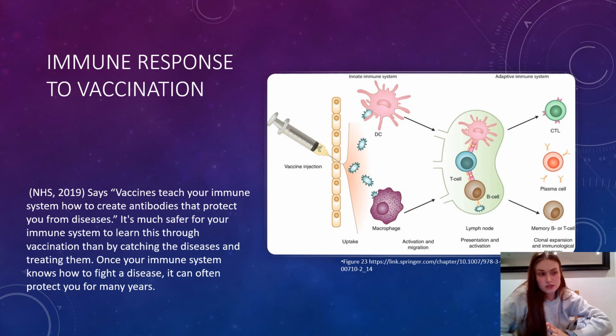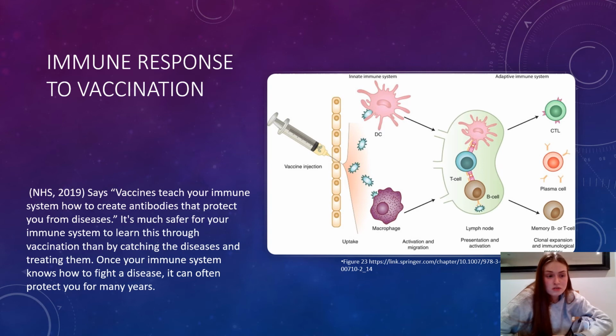What is a vaccination? A vaccine is a biological preparation that provides active acquired immunity against a specific infection or illness. The vaccination often includes an agent that mimics a disease-causing bacterium and is frequently composed of weakened or destroyed variants of the microbes, its toxins, or one of its surface proteins. The NHS says vaccines teach your immune system how to create antibodies that protect you from disease. It's much safer for your immune system to learn this through vaccinations than by catching the disease and treating it.